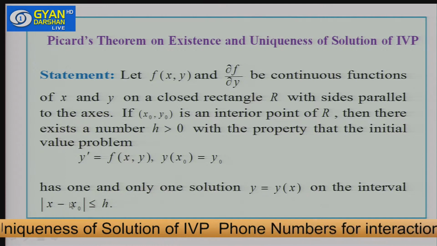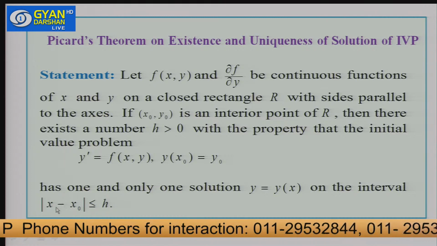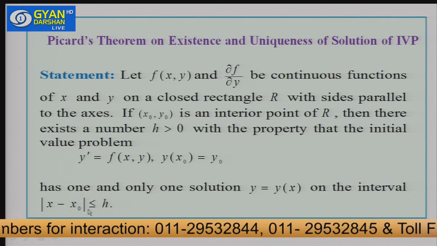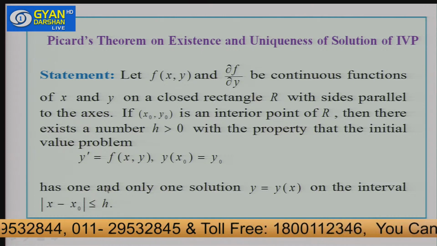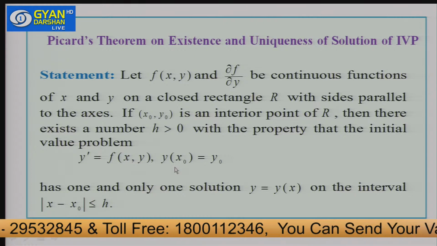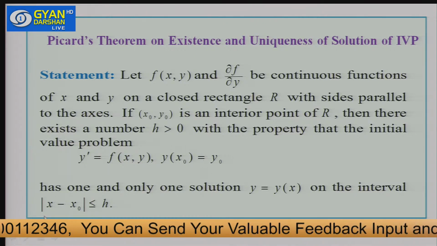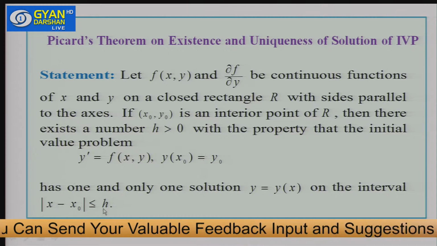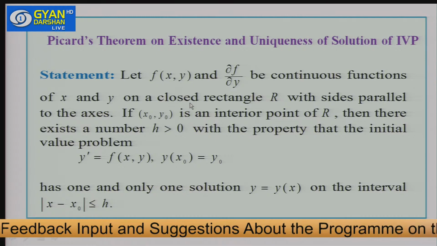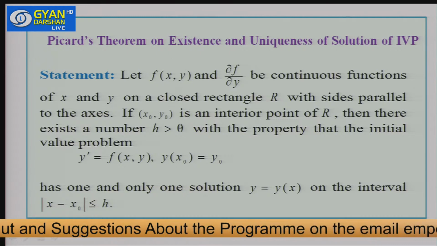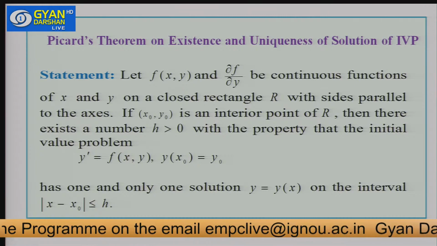In this interval, as I was saying, within a small region of x0, because x0 is our initial point, the region should contain x0, and this is the region where we are going to find this unique solution. And once again, these conditions are sufficient, not necessary. All these conditions are sufficient for the existence and uniqueness, not necessary.